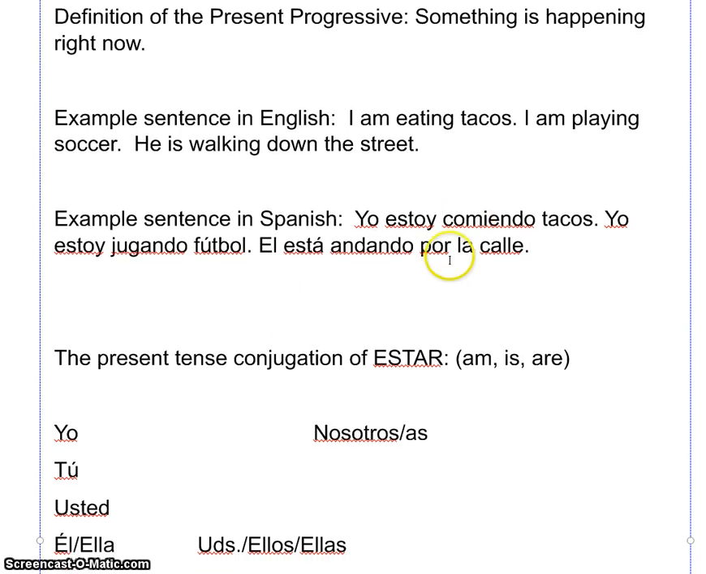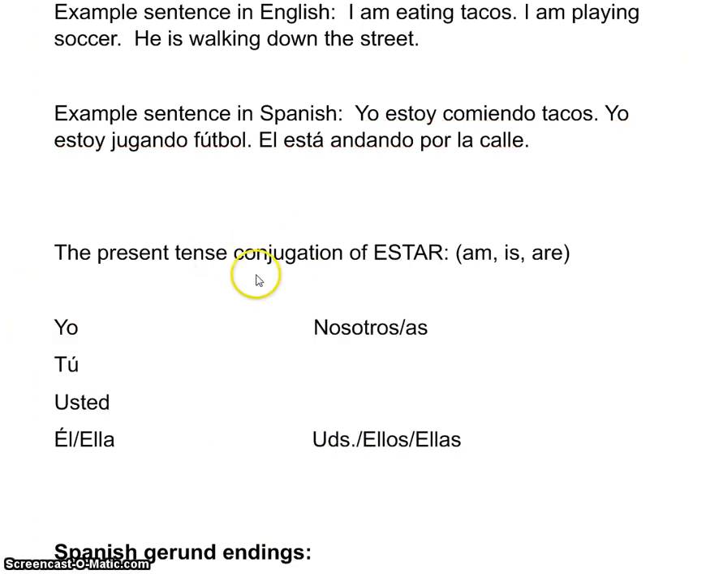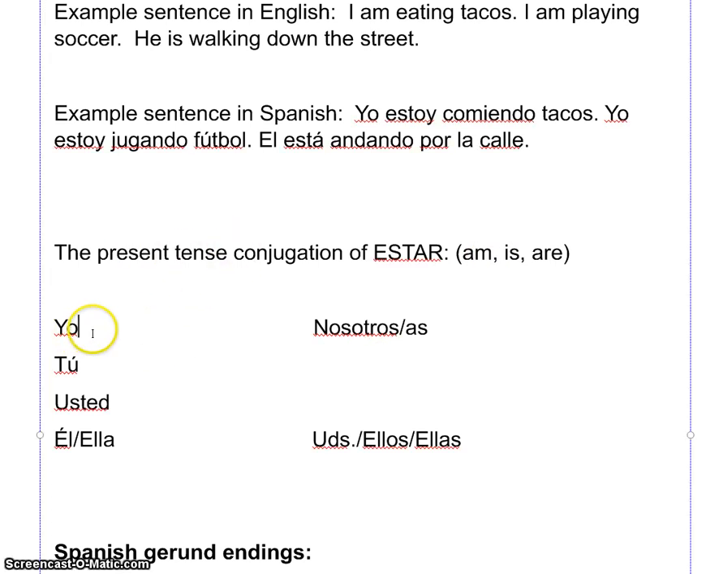Well, how do you actually come up with these sentences in Español? Well, it's actually pretty simple, but the first thing you need to do is have the conjugations or the changes of this verb called estar. Ser and estar are both the same verb as far as in English. They both mean things like am, is, and are. They're both translated as the verb to be. But in the present tense anyway, the verb estar is an irregular verb.